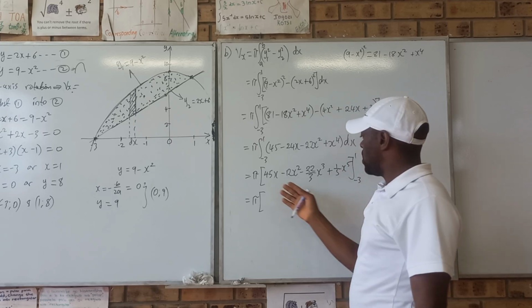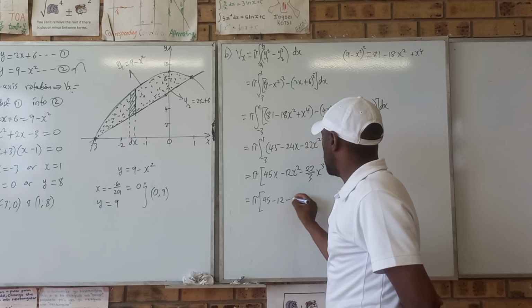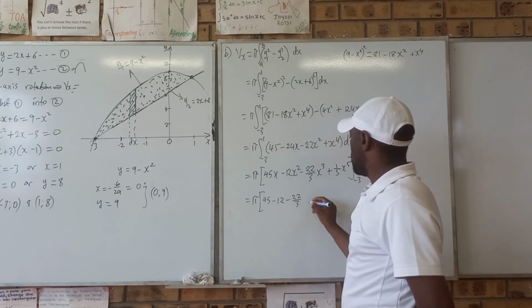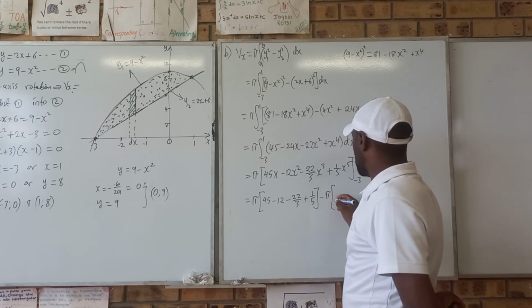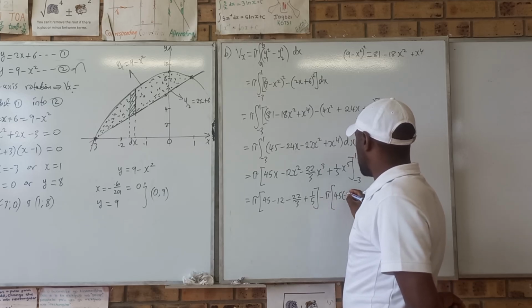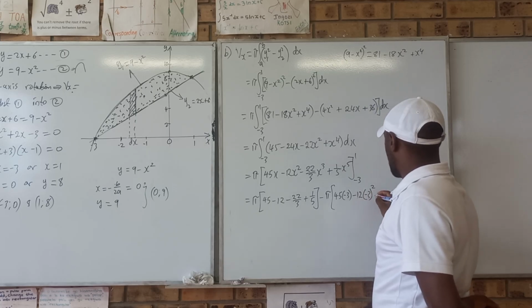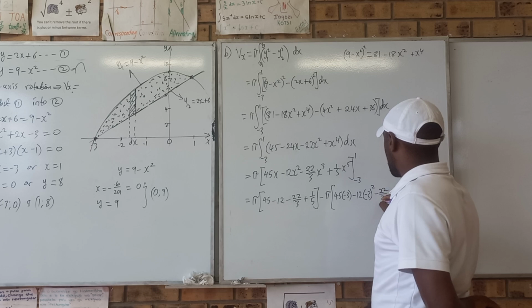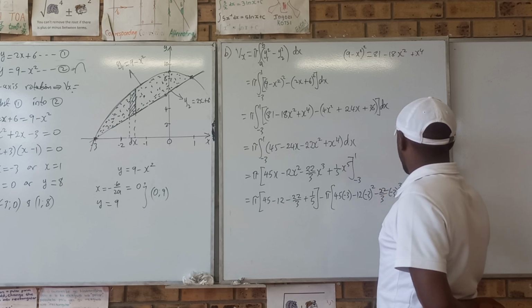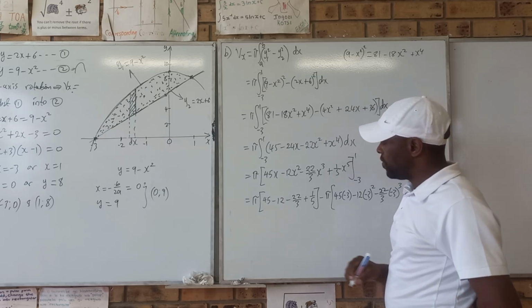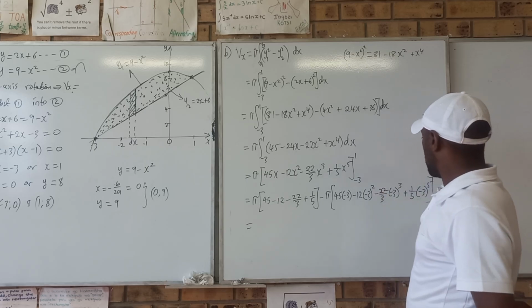The upper limit is 1. If you put 1 in there, you will get 45 minus 12 minus 22 on 3 plus 1 over 5. Then you go to the lower limit, which is negative 3. You get 45 times negative 3 minus 12 into negative 3 squared minus 22 over 3 into negative 3 cubed plus 1 over 5 into negative 3 to the power 5. So that is the substitution of my upper limit as well as my lower limit.